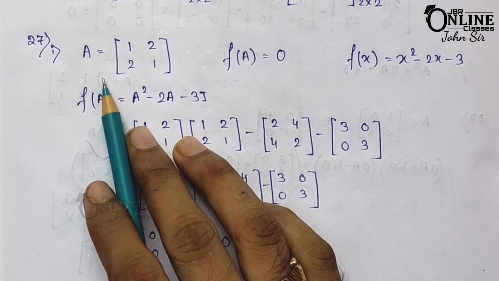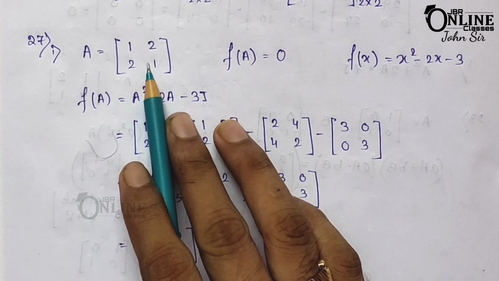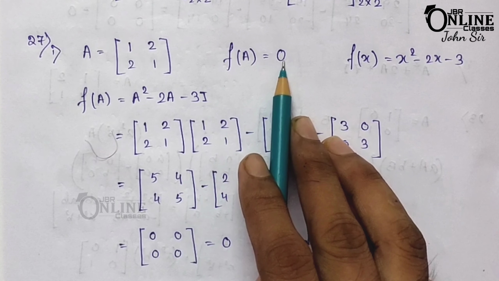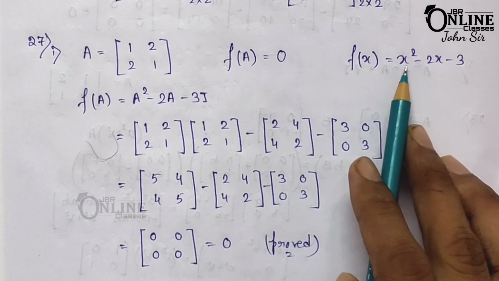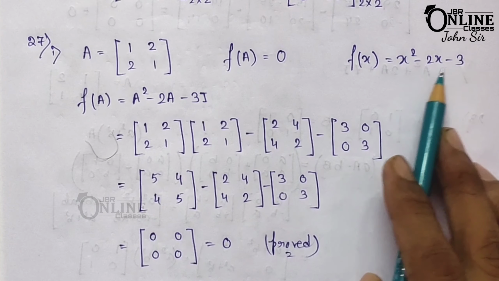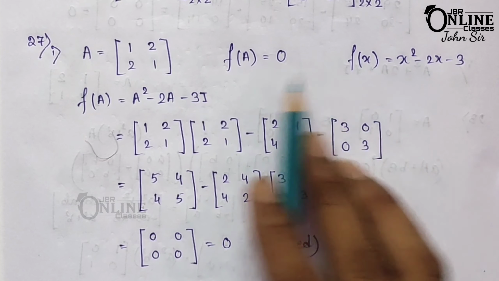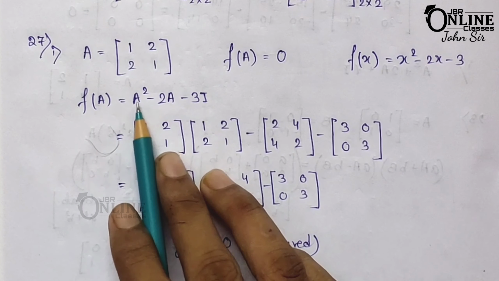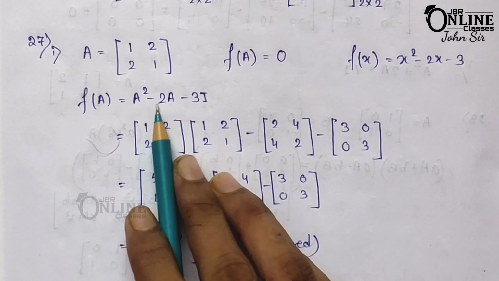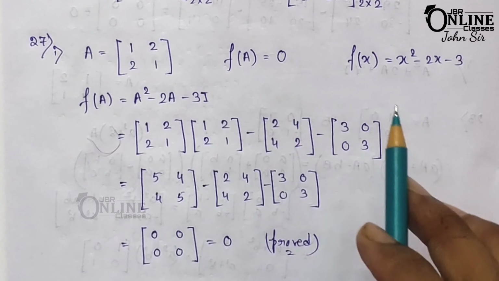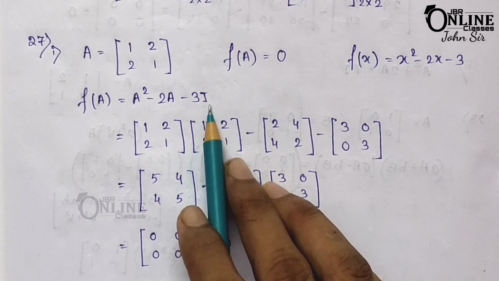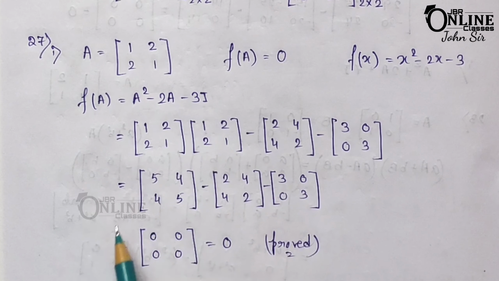Next, sum number 27(1). Here A equal to this one and f(x) equal to x square minus 2x minus 3. So as f(x) equal to this one, then f(A) definitely A square minus 2A minus 3I. As I means identity matrix, you can write down here 3I.